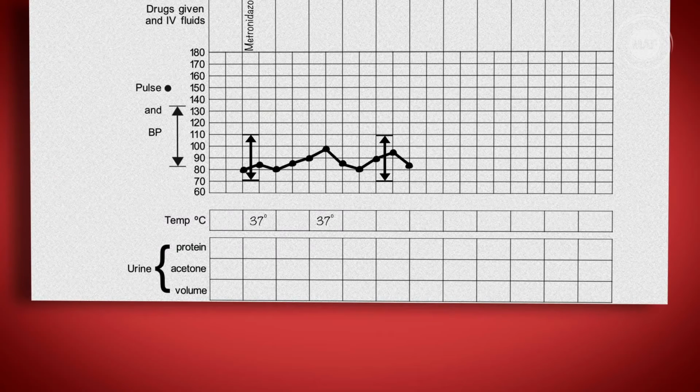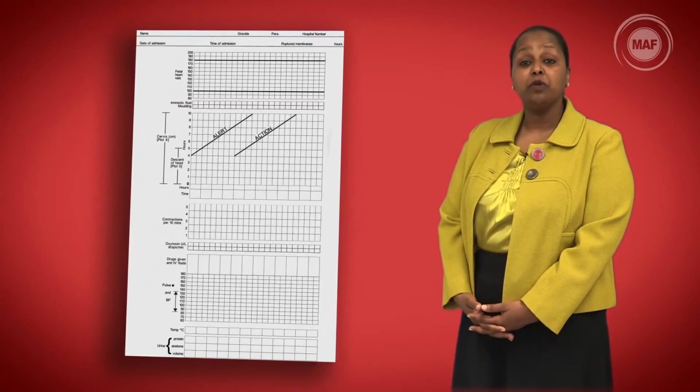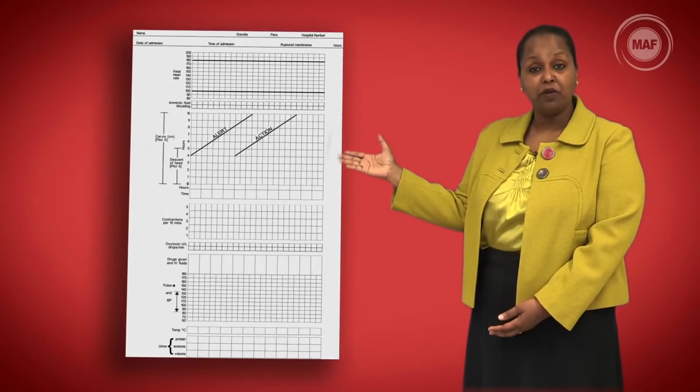Take a urine sample and measure the volume passed. Then test for the protein content and acetone. Also record when the urine is actually passed. Now you should understand what observations have to be plotted on a partograph.